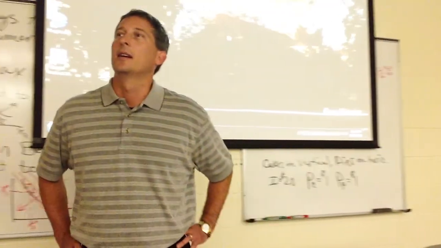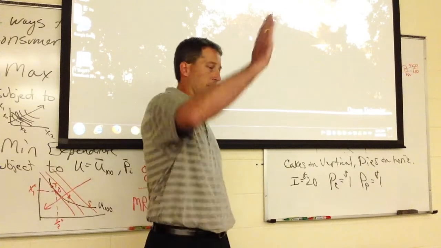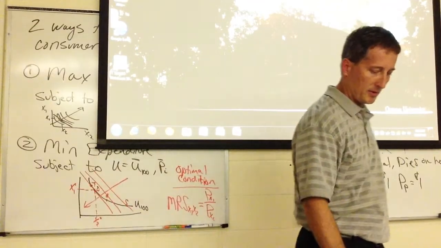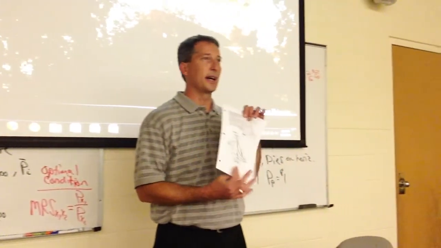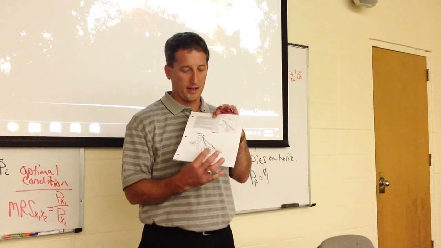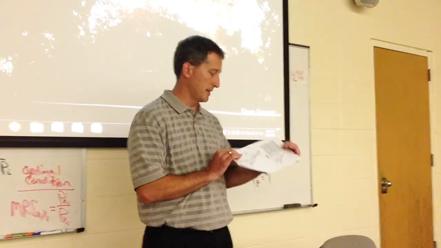You can only buy half as many. Think about those intercepts, they're kind of nice, right? That's our fallback: now I can only buy half as much because the price has doubled.